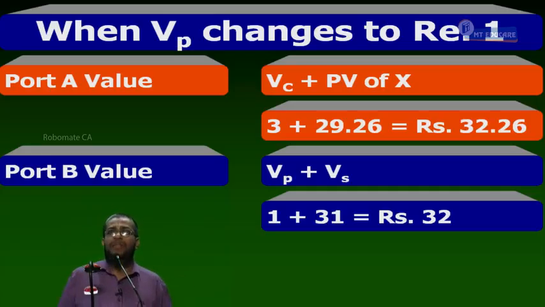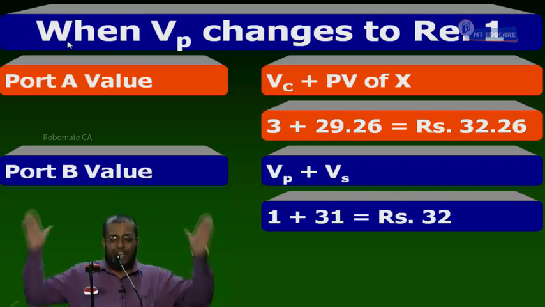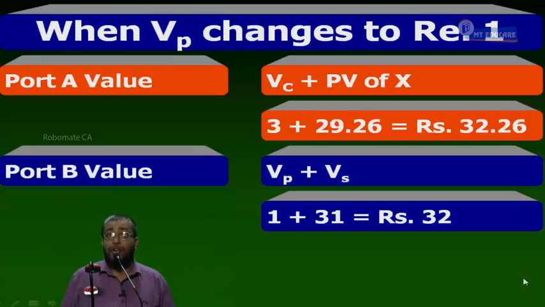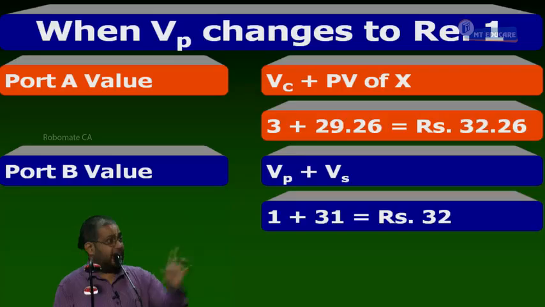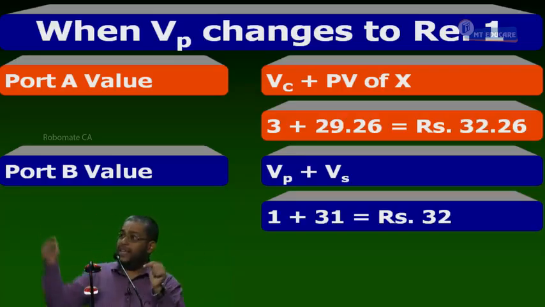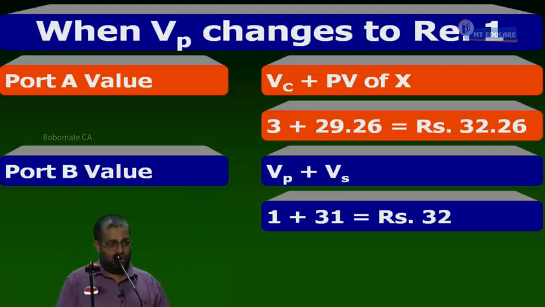Now, answer me. Which portfolio is underpriced? Which is overpriced? Portfolio B underpriced, Portfolio A overpriced. The strategy is: buy portfolio B, sell portfolio A. What is inside B? Put and share. So buy put, buy share. What is inside A? Call. So sell call. The strategy is buy put, buy share and sell call.